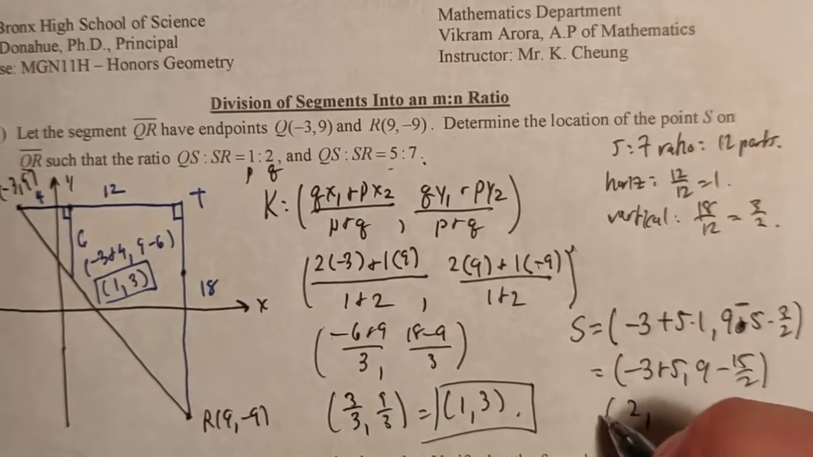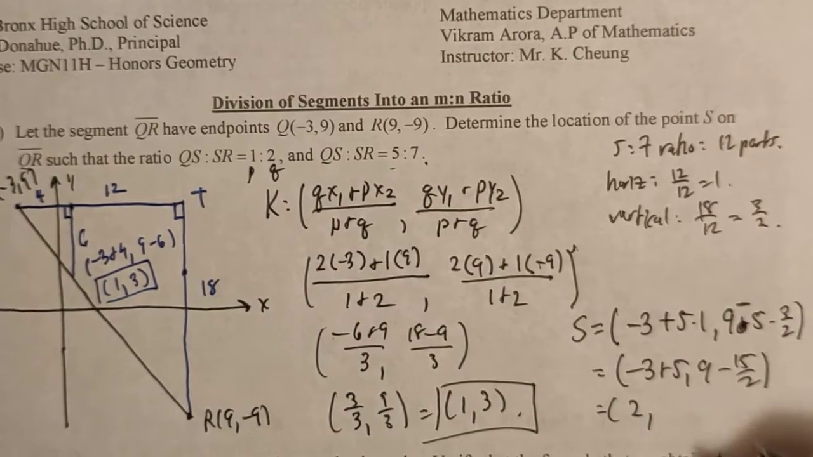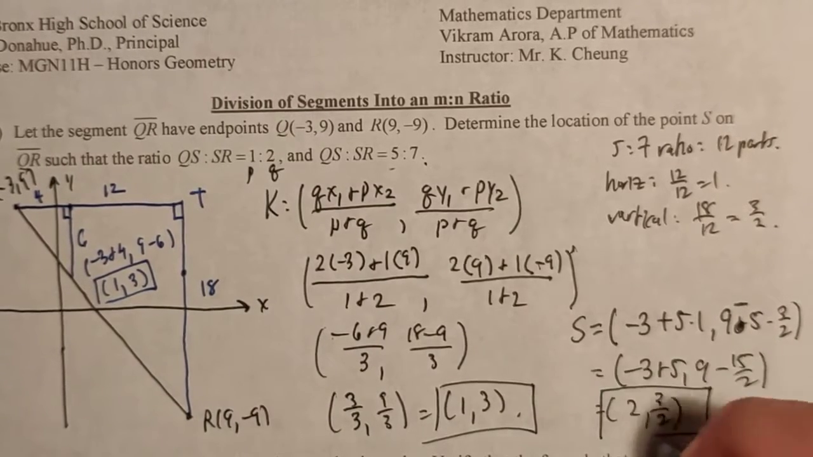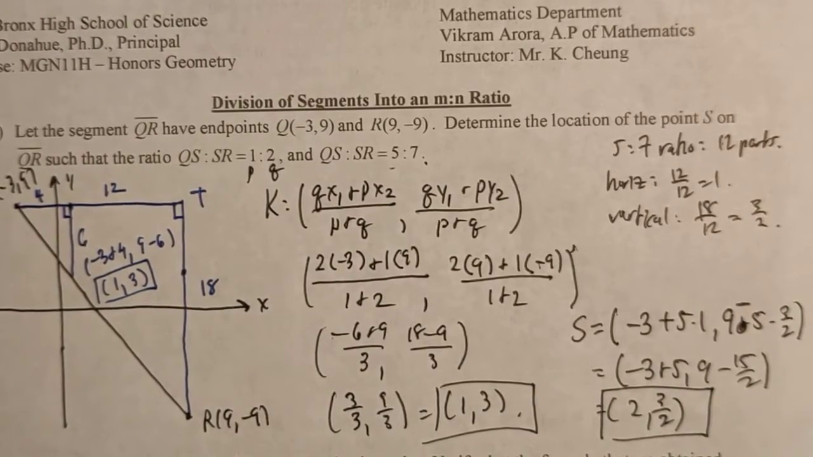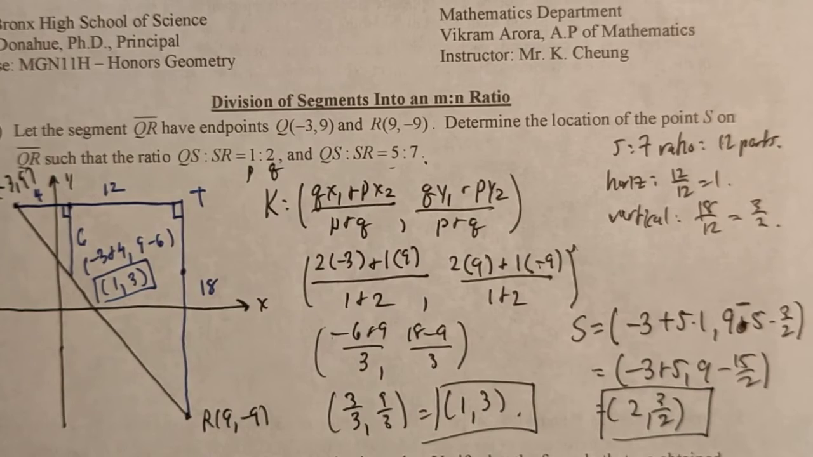So there's going to be 2, and then 9 minus 15 halves. 9 is just 18 halves. 18 halves minus 15 halves is 3 halves here. So we end up with 2 comma 3 halves, and that's going to be what happens when we're in a 5 to 7 ratio here, right? So again, we want to set that up. We want to make sure that we're in this sort of good thing here, okay?